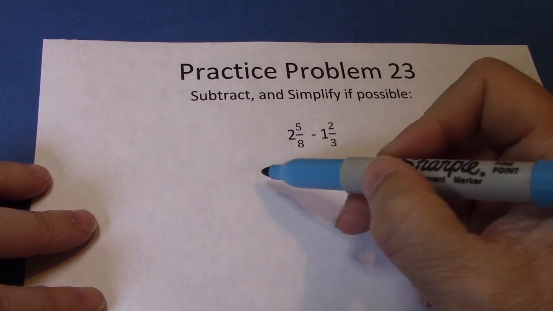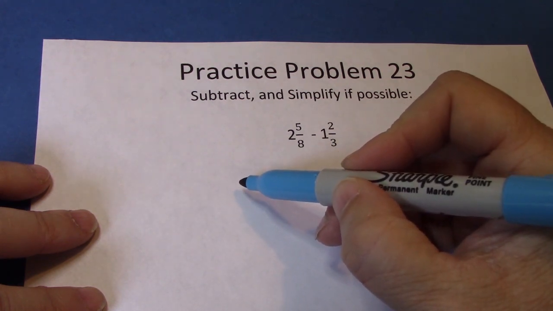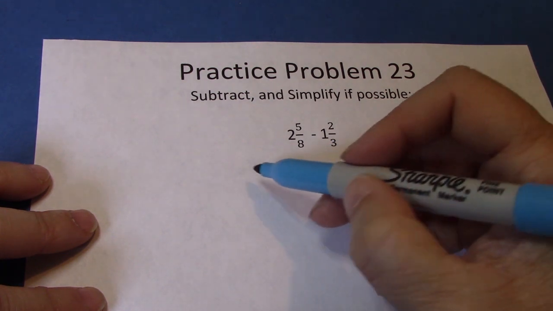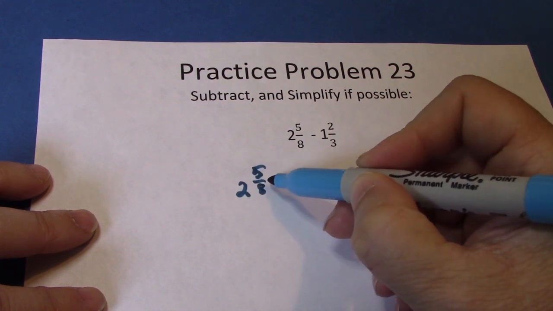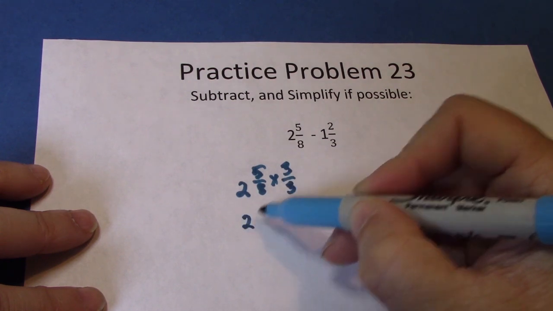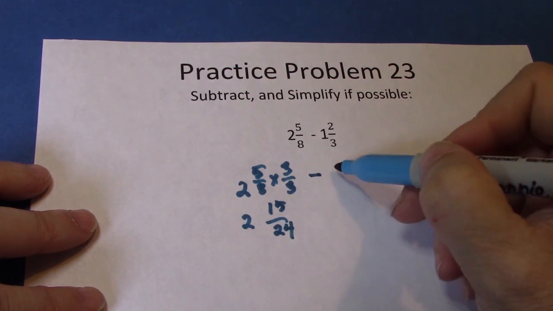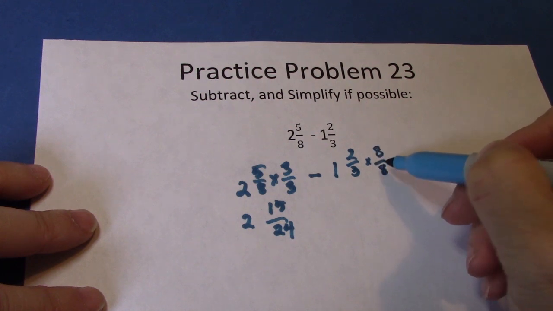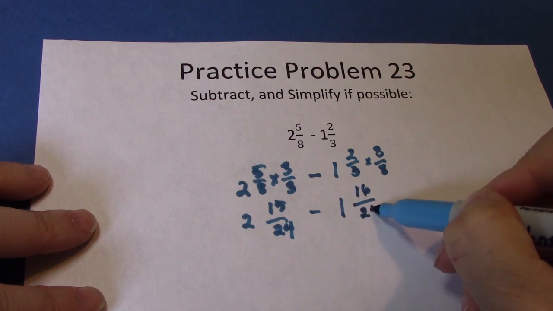Let's see if we can get away with keeping our whole numbers the same and just converting our denominators. The common denominator between 8 and 3 is going to be 24, so we'll keep the denominator and convert the fraction part. 2 and 15 24ths minus, keeping this the same, 2/3 times, this time 8 over 8, that's 1 and 16 24ths.